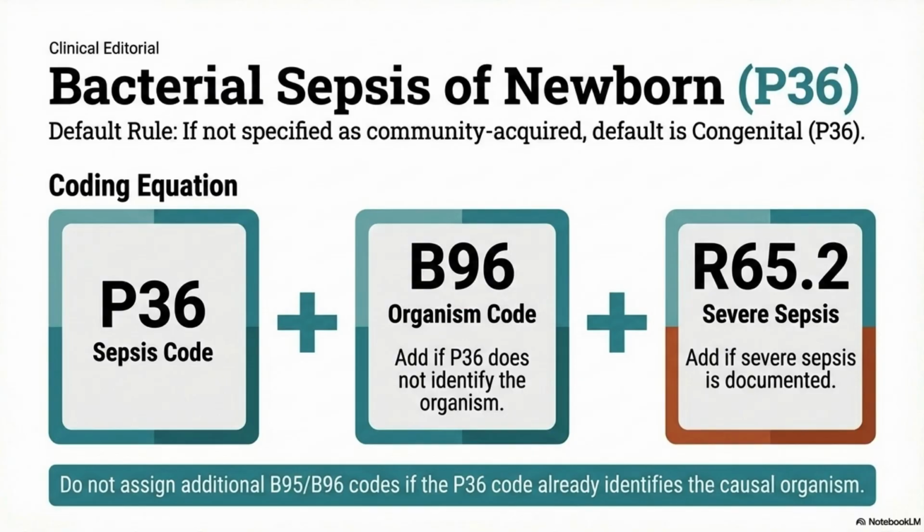Unless the provider clearly states otherwise, you assume the sepsis is congenital. That's the starting point for all P36 coding. The structure itself is pretty straightforward. You begin with P36, which captures the newborn sepsis. If the organism isn't already built into that P36 code, you add a B96 code to identify the specific bacteria. And if the documentation shows severe sepsis, you also assign R65.2, along with any organ dysfunction codes that apply. One last reminder. If the P36 code already names the organism, you don't add B95 or B96. In that case, the organism is already accounted for.